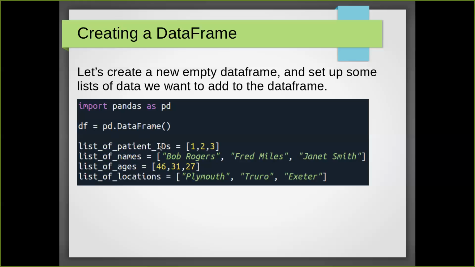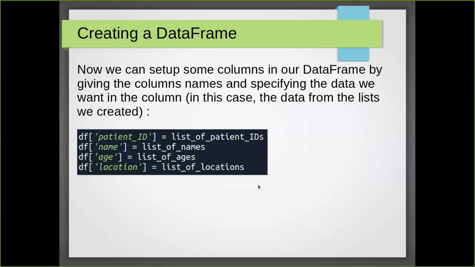So then what I'm going to do is set up some lists, and these are the lists I'm going to add into my data frame. So I may have a list of patient IDs, 1, 2, and 3, a list of names, Bob Rogers, Fred Miles, and Janet Smith, a list of ages, and a list of locations. Now we've got those lists, we can really simply add them into our data frame. And the way we do that is we give the name of the data frame, and then as the index of that data frame, we give the name of the column. Now, if that name of the column doesn't yet exist, it will create that column name.